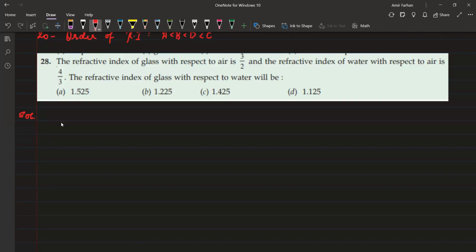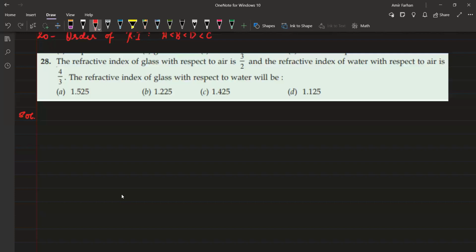Okay, so look at the screen, everyone. So the question is saying that refractive index of a glass with respect to air is 3/2, and the refractive index of water with respect to air is 4/3. So the 3/2 and 4/3, which kind of refractive index is it? Is it relative or absolute? Relative. Okay, Arya said relative.